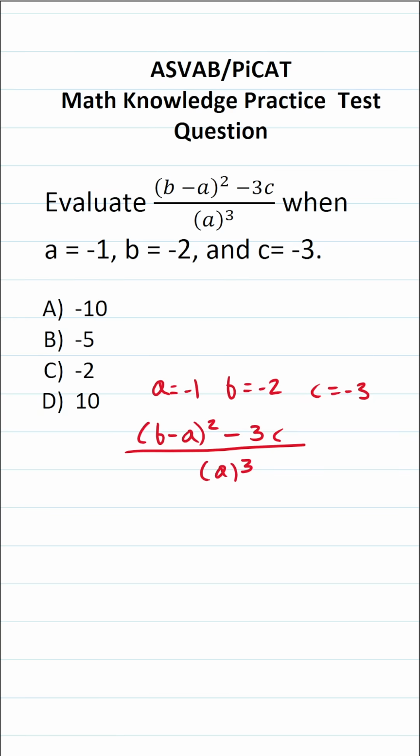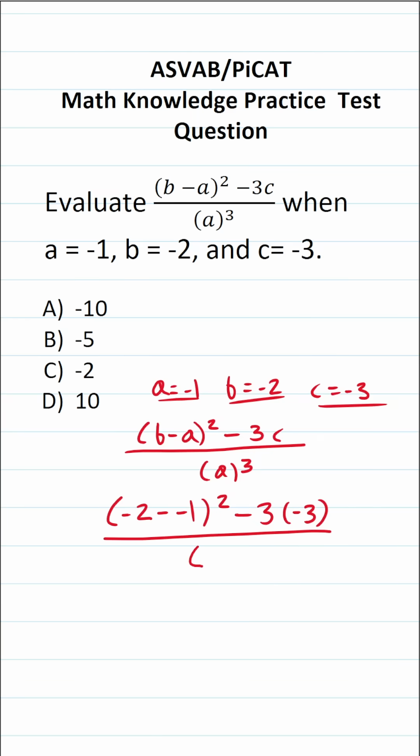All right, so now that I've copied this one down, I'm going to go ahead and plug in -1 for a, -2 for b, and -3 for c. This becomes (-2 minus -1) squared minus 3 times -3, all over -1 to the third power.